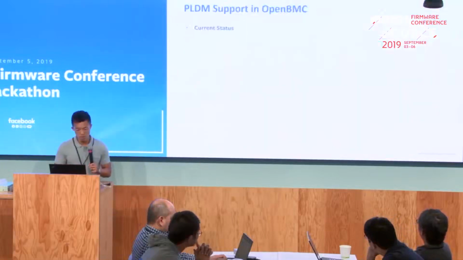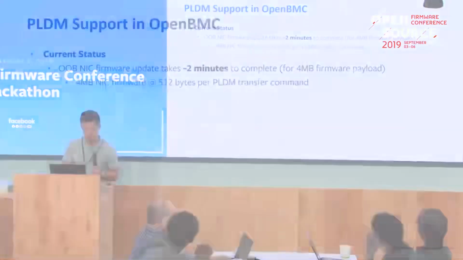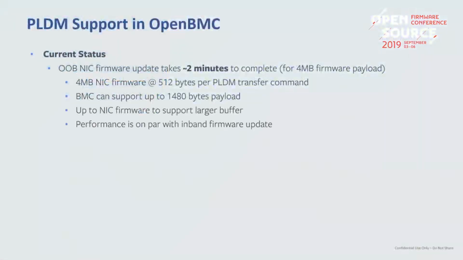Okay, so here are some numbers. We tried this in our fleet for the NIC firmware. With the new kernel, the time it takes for about 4 megabytes is about 2 minutes with the latest kernel. So this is PLDM over NCSI over Netlink. It takes about 2 minutes to do 4 megabytes, and this is done through a 512-byte buffer per PLDM transfer.